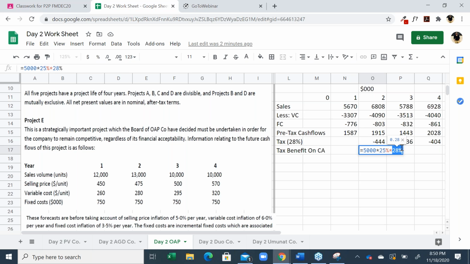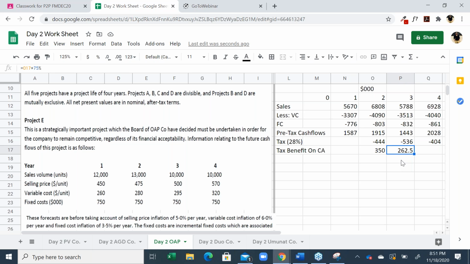Now, since every year the value of the asset will be depreciating at 25%, the tax benefit will also be depreciating at the same rate. So for the next year, the tax benefit will be 25% less than the previous year's tax benefit. All I have to do is take 75% of this figure as the tax benefit for the next year. This will give me the tax benefit for the next year as well. Just reduce it by 25%, and that's 262.5. That's for the second year.